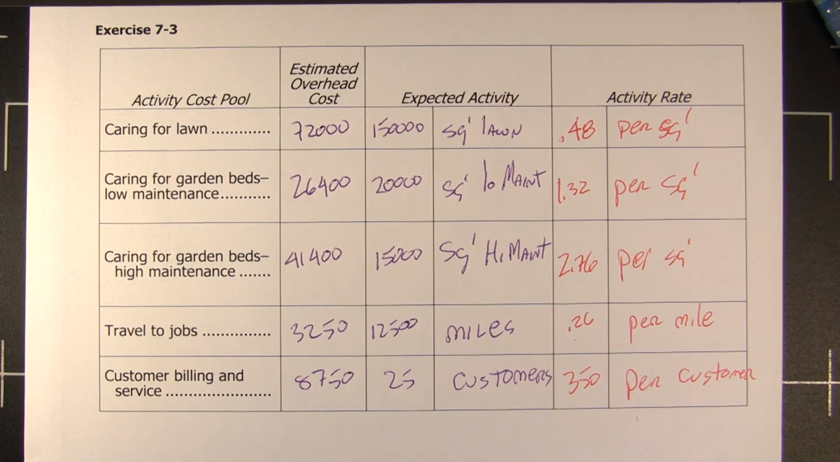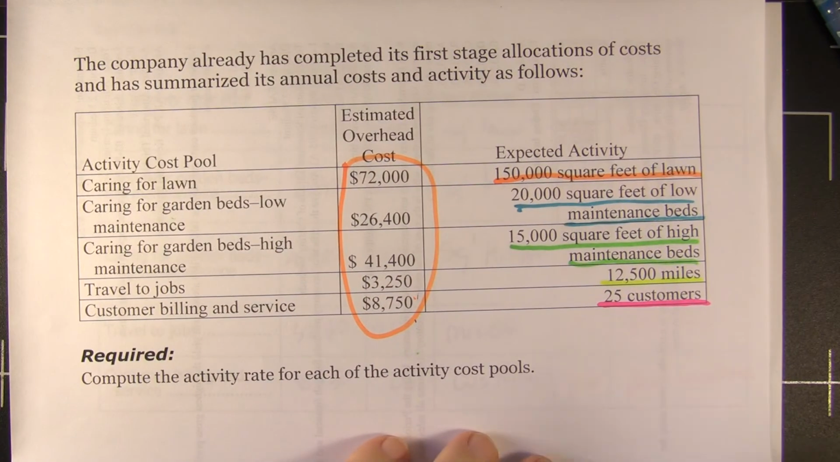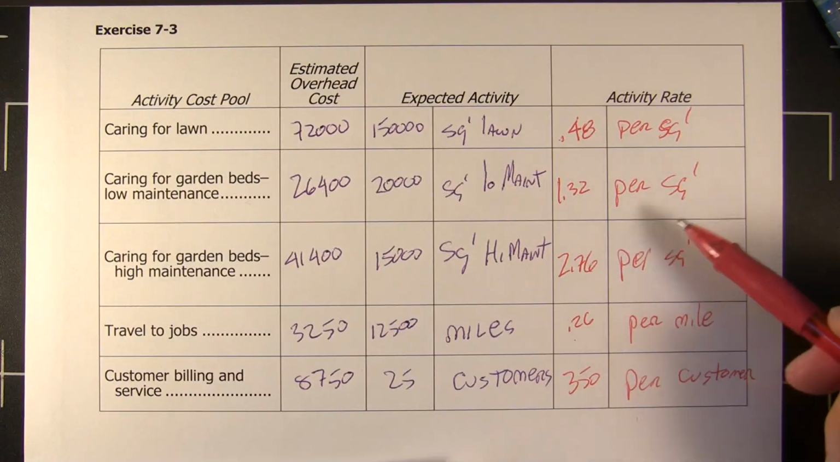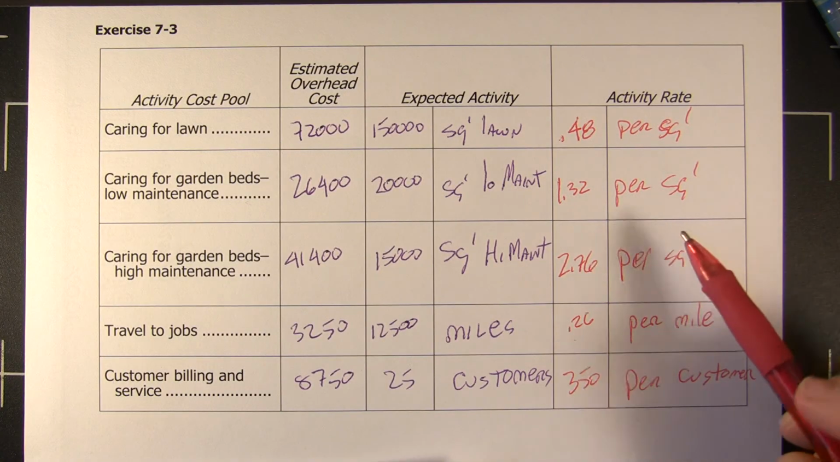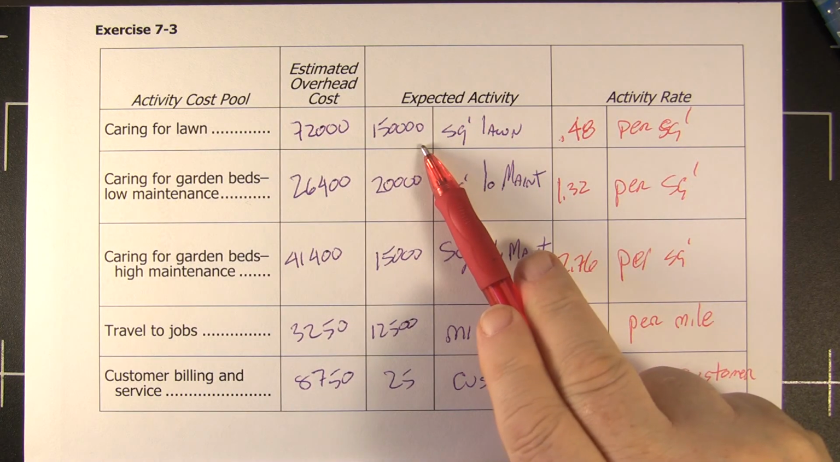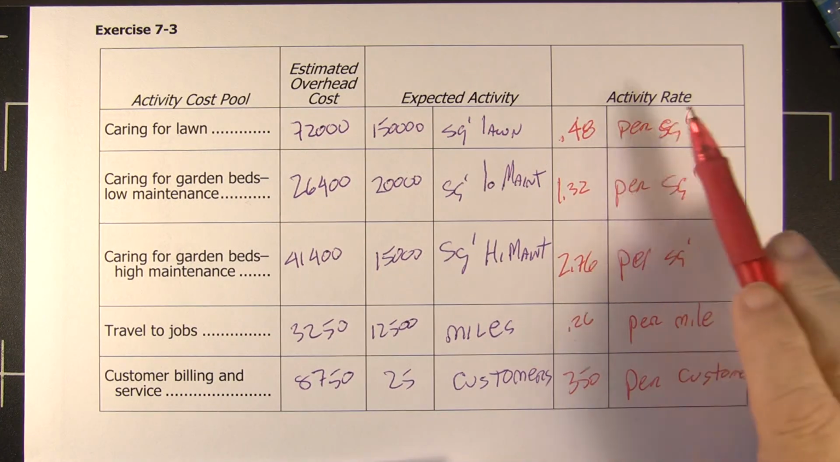We took our costs, we took all our overhead, we took our expected activity level, and we made our first stage allocation. We said this is our overhead cost, this is how much we expect in activity, this is how much per foot.